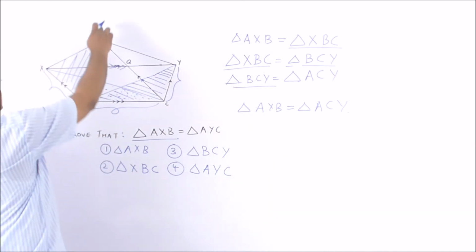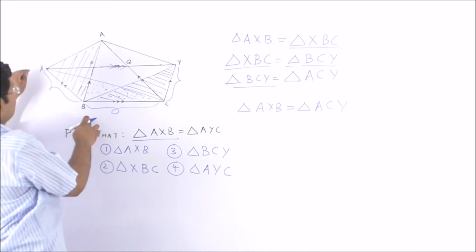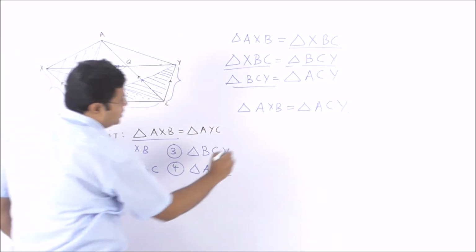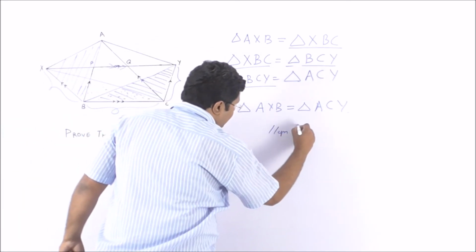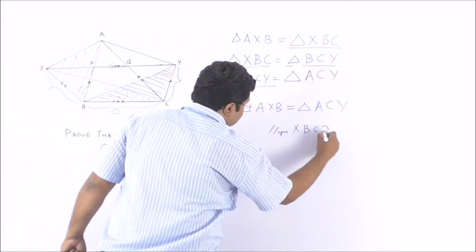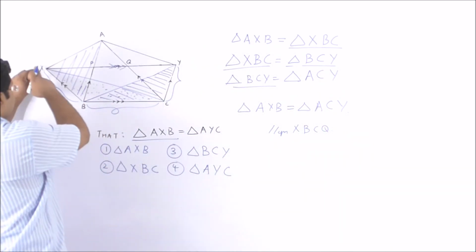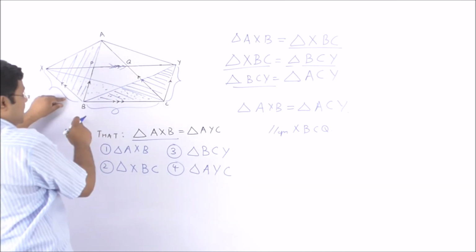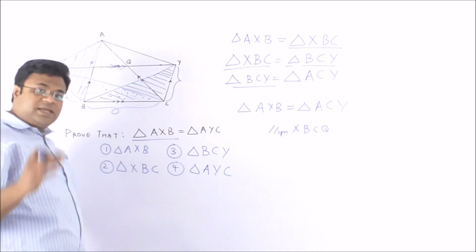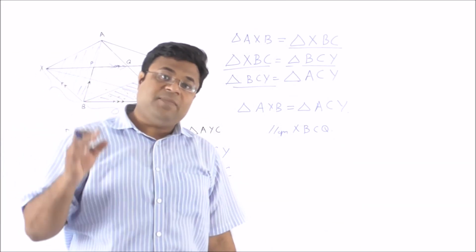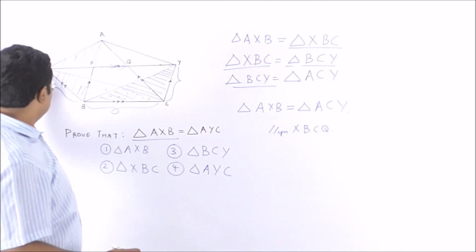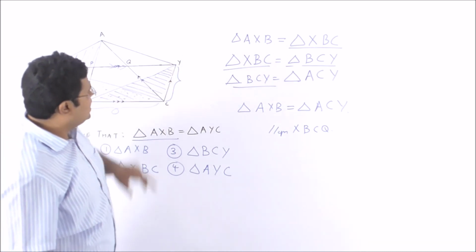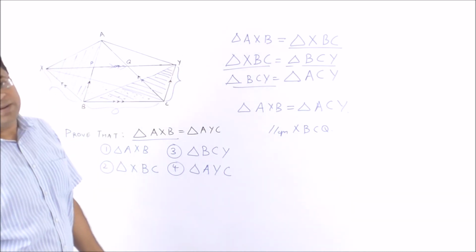We say triangle AXB is half of parallelogram XBCQ. Then we say parallelogram XBCQ is equal to parallelogram PBCY, because again they have the same base and lie between the same parallels. So XBCQ and PBCY have the same base and lie between the same two parallels.